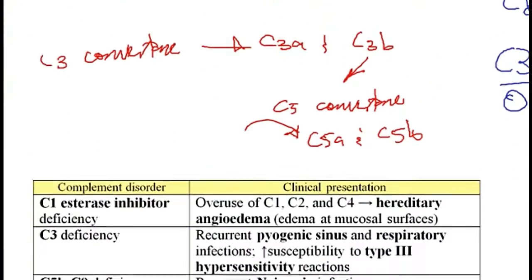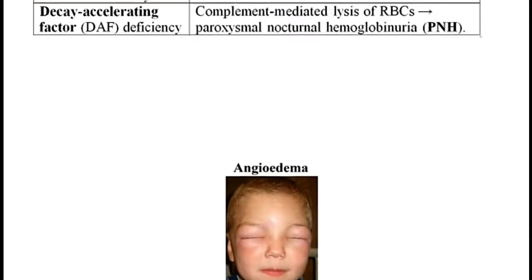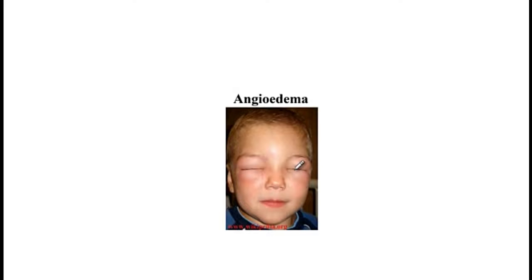Alright, now I would like to go over the disorders of the complement. So the first one is the C1 esterase inhibitor. If the esterase inhibitor is missing, there's a deficiency of this enzyme, then there would be accumulation of C1, C2, and C4, and thus it will lead to hereditary angioedema, where there would be edema at the mucosal surfaces. So here is an example of angioedema, where you can see that there is edema at the mucosal surfaces of the face. And again, there are two mechanisms through which angioedema can occur. The hereditary mechanism is due to the deficiency of the C1 esterase inhibitor, which I just discussed with you.